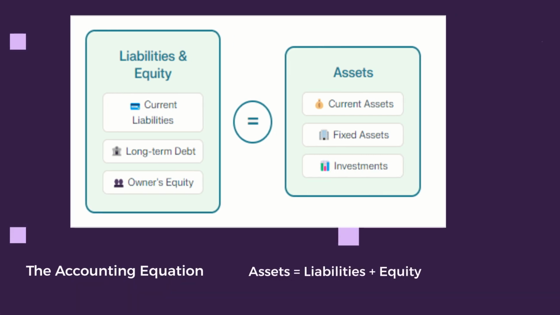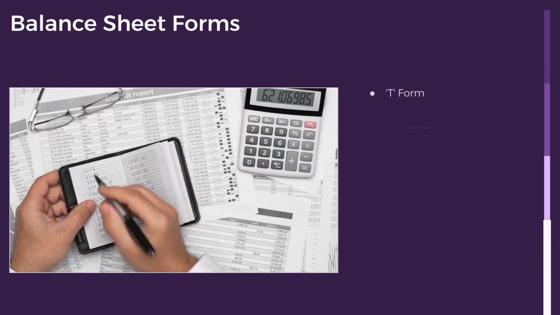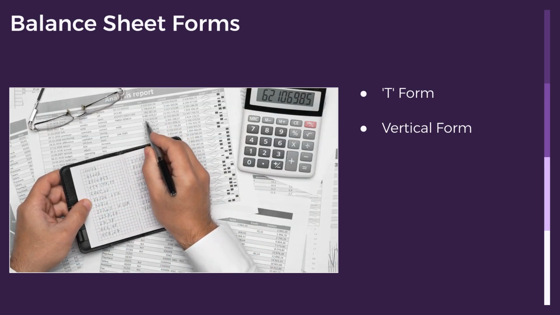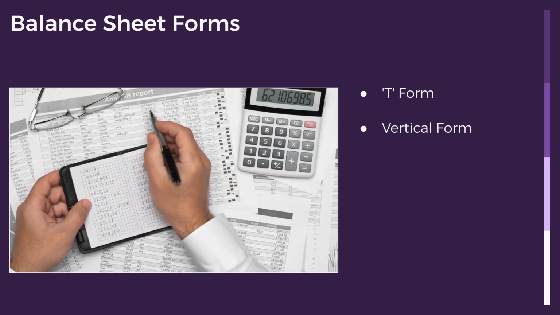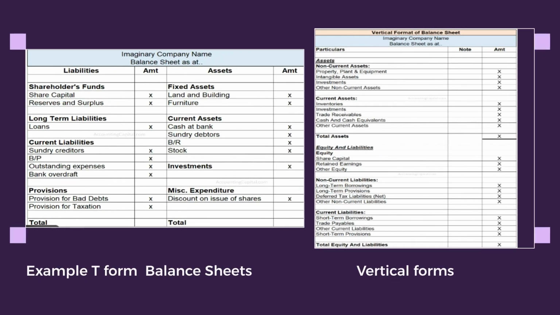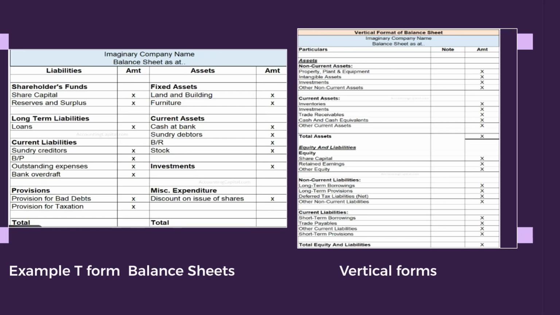The most crucial concept is the accounting equation. Assets equal liabilities plus owner's equity. This equation must always balance. In India, balance sheets are typically presented in 2 forms, the T form and the vertical form. Both convey the same information, just organized differently. Here we illustrate both the vertical and T forms of a balance sheet, commonly used in Indian financial reporting.